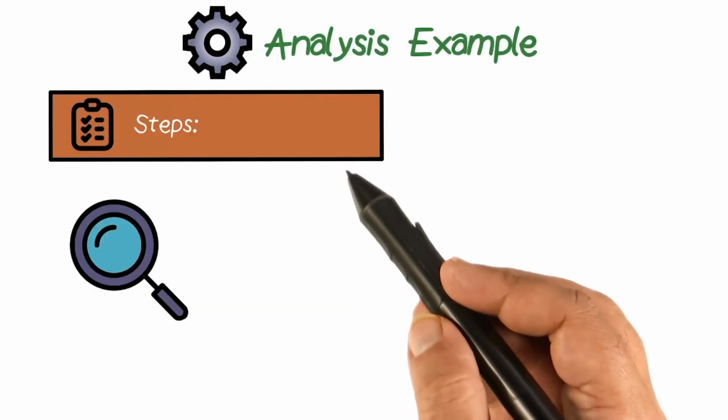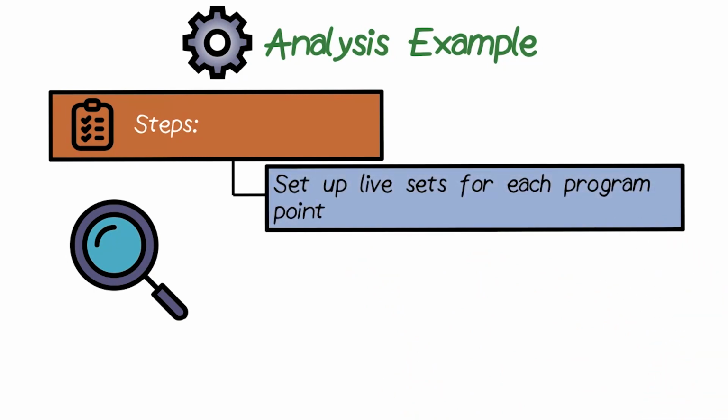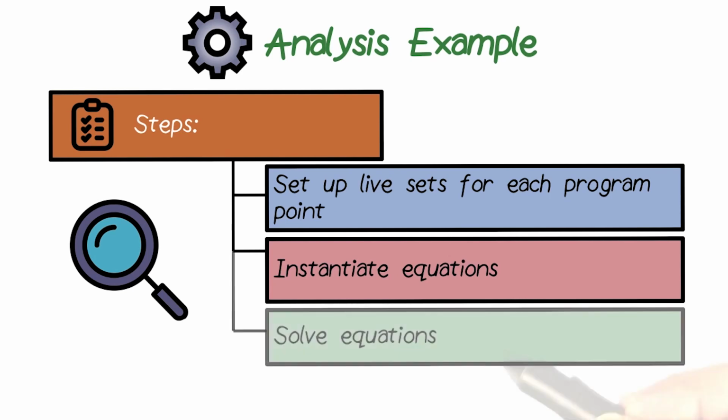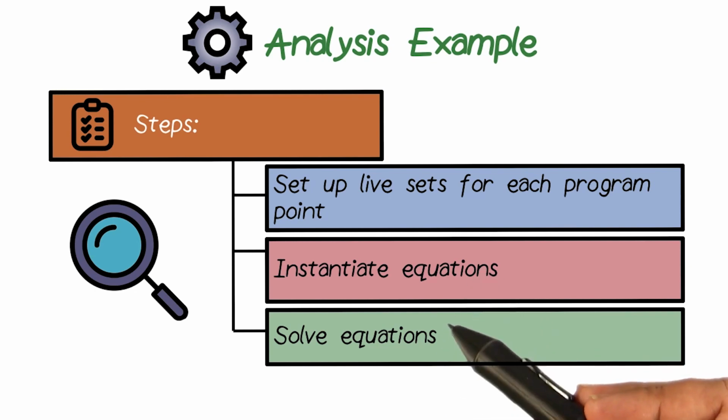So how are we going to do this particular problem? Here are again the steps. Set up live sets for each program point. Initiate those equations for each of the instructions. Solve the equations by propagating them from the in sets of the successors to the out set of the predecessor, and continue this propagation through the basic block to its own in set.